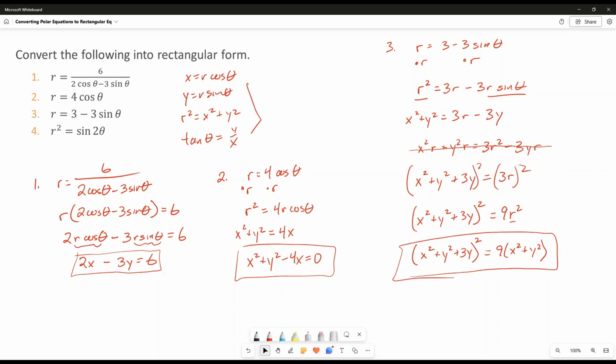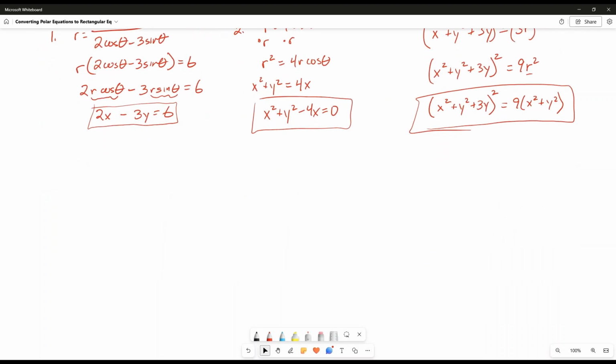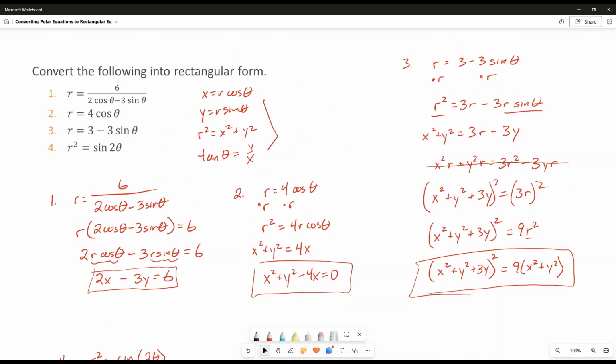All right, let's try one more. This time we're looking at r squared is equal to the sine of 2 theta. Our last one here, we have r squared is equal to the sine of 2 theta. So looking back up at our conversions up here, we have an r squared in our equation, so I could automatically convert it to x squared plus y squared. But I don't have anything related to sine of 2 theta. I do know sine theta, but not 2 theta.